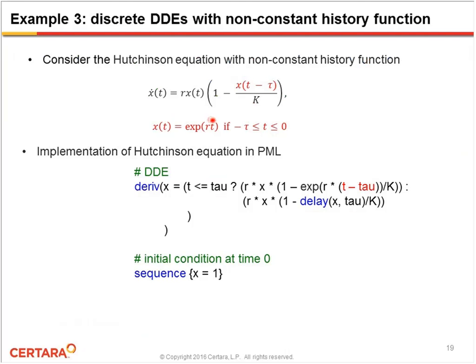Now simply you can use the same trick to use the delay function to numerically solve this discrete DDE with non-constant history functions. Still for this Hutchinson equation, if the history function is given by this exponential function, at t less than or equal to tau, you just plug this one inside here, so you get this one. Afterwards, you use the delay function to do it. From here, we see that at t equal to 0, this x is just equal to 1, so that's why you get here.